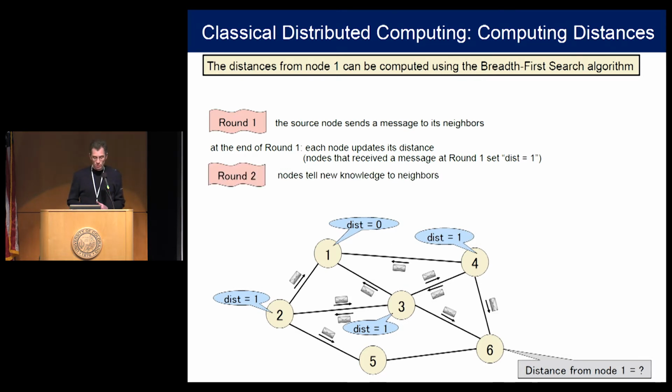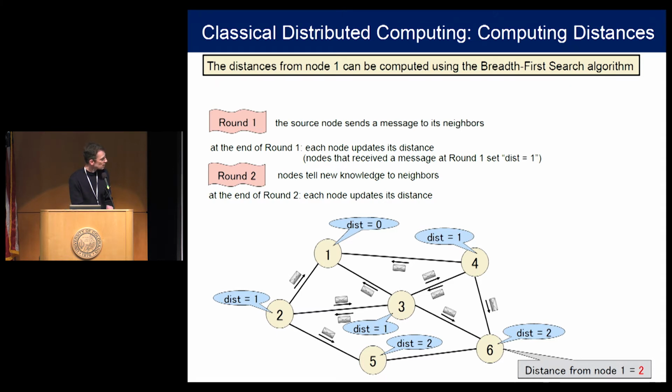And now, round 2. The nodes tell new knowledge to the neighbors. Okay? So all the nodes that updated their distance at round 1 send a message to their neighbors. Okay? And then at the end of round 2, each node updates its distance. So for example, this node received a message from node 2 at the second round, so it knows that its distance is 2. The same here. And this one received a message indeed from node 3, but it does not make any updates because it already knows that the distance is 1.